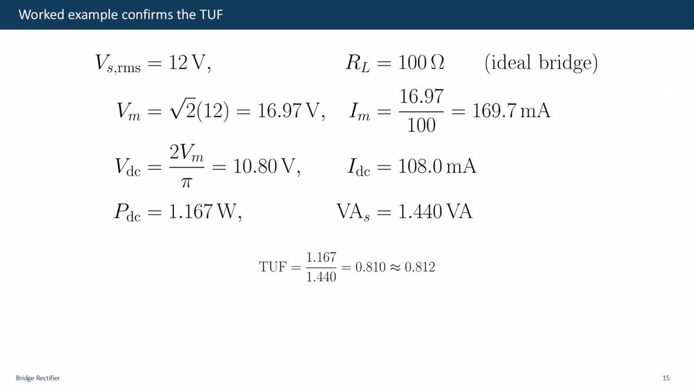Consider an ideal bridge rectifier supplied by a 12-volt RMS secondary and a 100-ohm load. The secondary peak is 16.97 volts, so the peak current is 169.7 milliamperes. The average output voltage is 10.80 volts, and the average current is 108 milliamperes. DC output power is about 1.167 watts. Secondary RMS current is 120 milliamperes, giving 1.44 voltamperes. Their ratio is approximately 0.810, in agreement with the theoretical TUF.